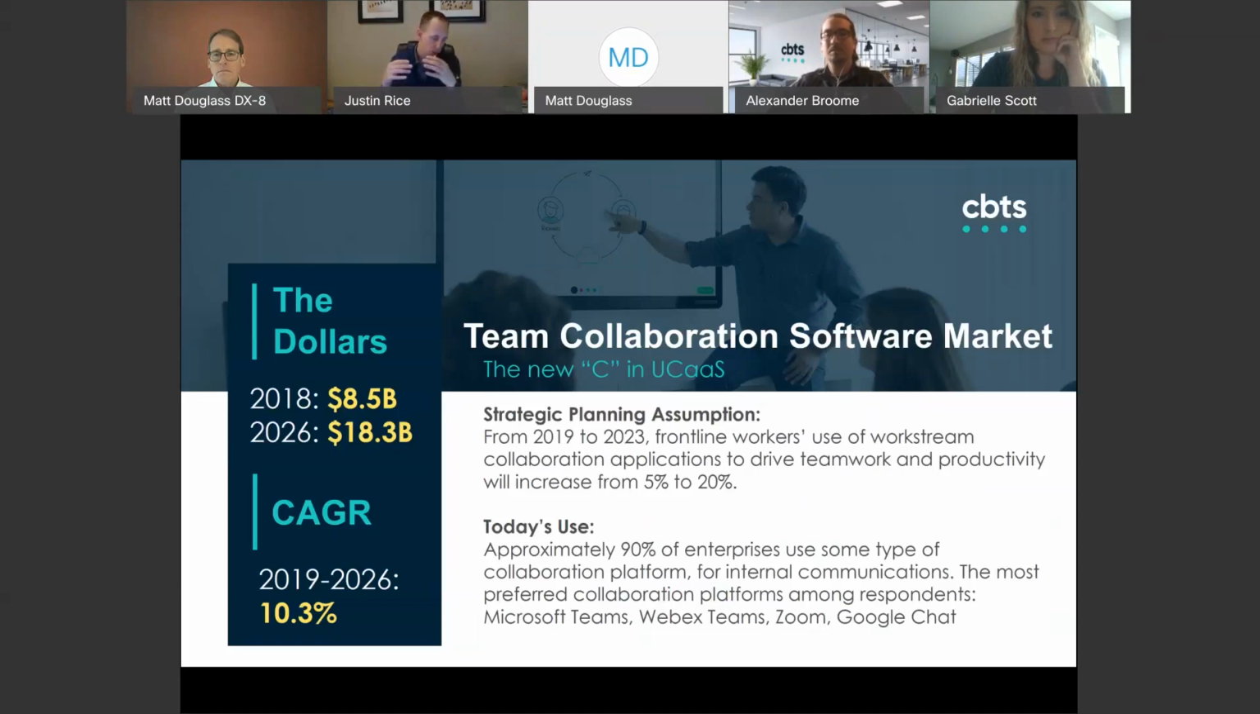In addition to that, just what is the market doing today? As you sit at your desk, you talk to your clients, you work internally. It's estimated that about 90% of enterprises use some type of collaboration platform for internal communications. That could be Webex Teams, Microsoft Teams, Google, or Slack. 90% of organizations, again, are using that internally.